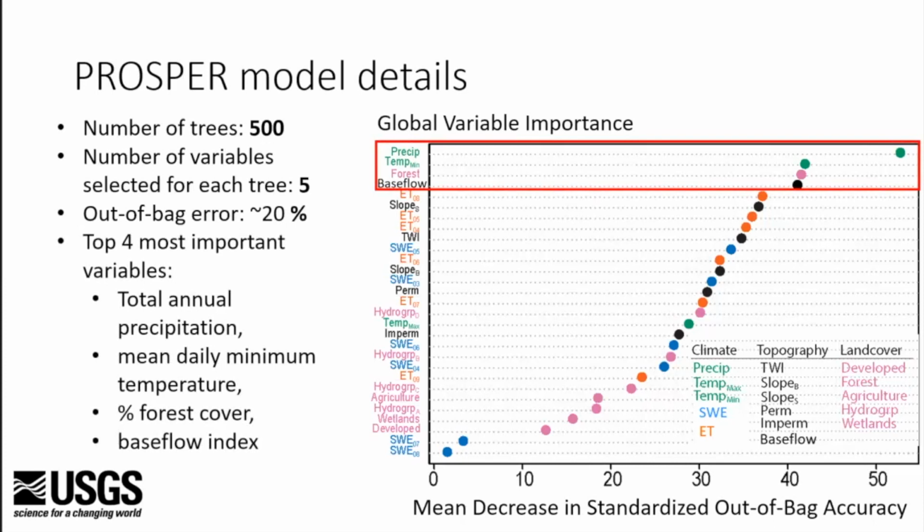flow index. Sorry, this is a variable importance figure where all of the variables used in the model are ranked in order of importance, with the variables at the top being the most important. So precipitation and temperature were the most important, followed by % forest and base flow.